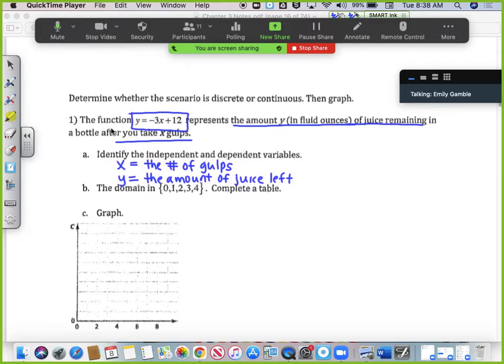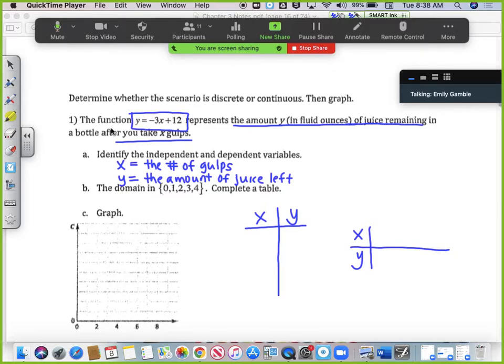So they're telling us that the domain of this situation is 0, 1, 2, 3, and 4. And they want us to create a table. So you can create a table this way, or you can create a table this way. We're not going to do both, we'll just do one. X and Y will go here and here if it's vertical, and then X and Y would go here and here if it's horizontal. We'll just do one table because the other one will be exactly the same.